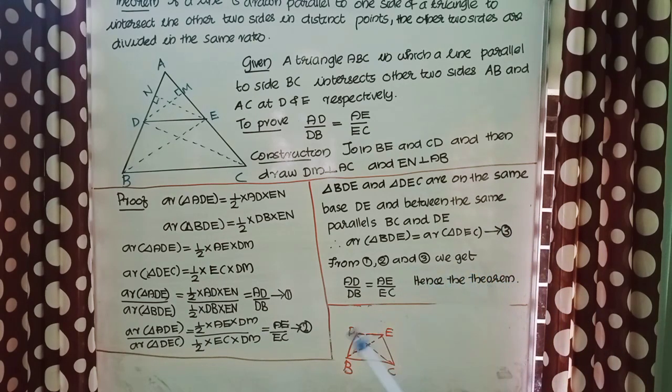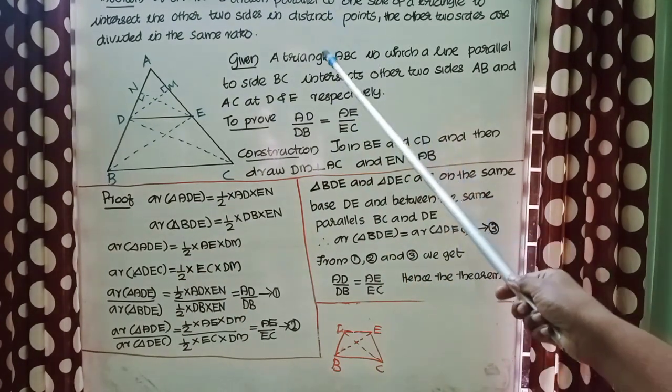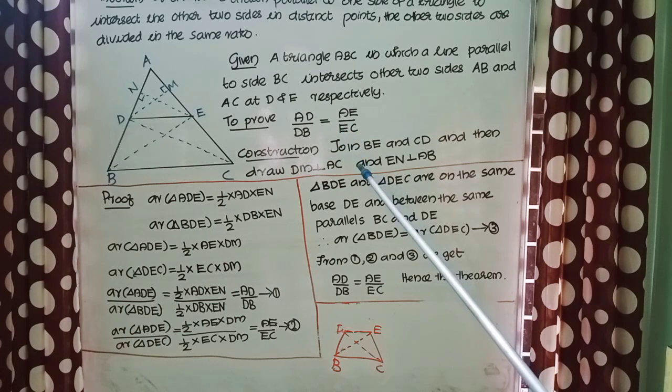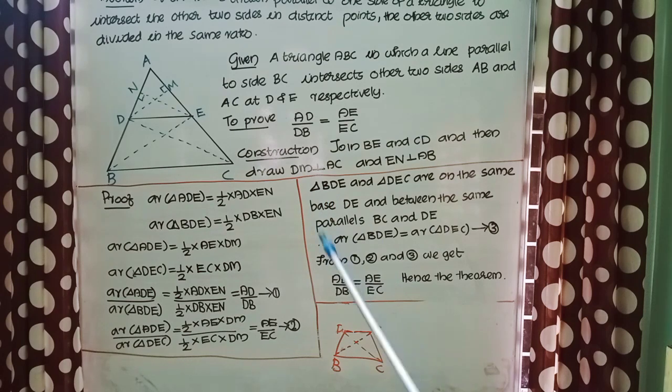Equation number 3. So, these two left side portions are equal. So, the right side portions are also equal. So, from 1, 2 and 3 we get AD by DB equal to AE by EC. Hence the theorem. So, this is the statement. Here is given, to prove, construction. This is figure and this portion is proof. All the figures I have drawn to use for the proof is not the part of the proof.